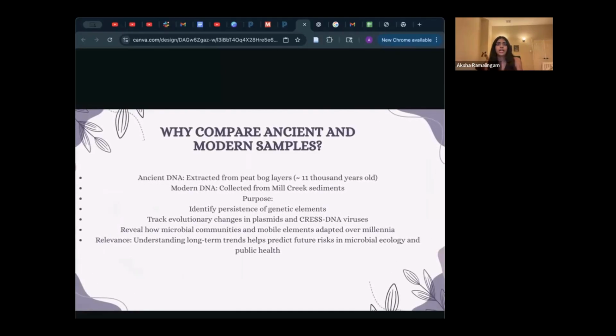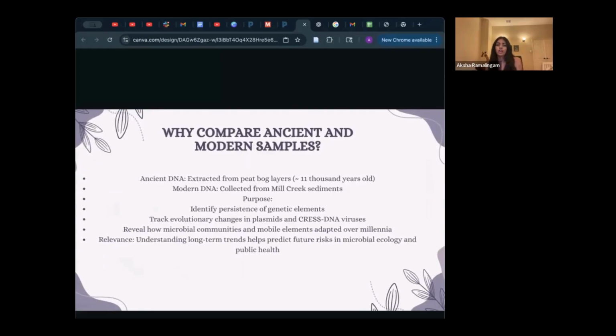So why would we compare ancient and modern samples? So in our study, we compared DNA from an ancient peat bog, which is estimated to be roughly 11,000 years old, and modern samples from Mill Creek in Arizona. So the main reason for doing this comparison is to see which genetic elements, like plasmids and CRESS DNA viruses, have persisted over time and how they've changed or adapted by tracking evolutionary changes. So we can learn how microbial communities respond to environmental pressures over time with this research.